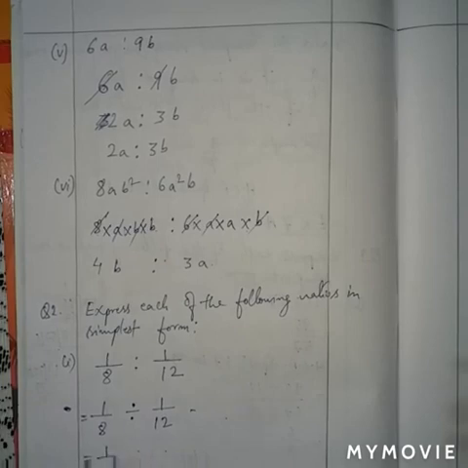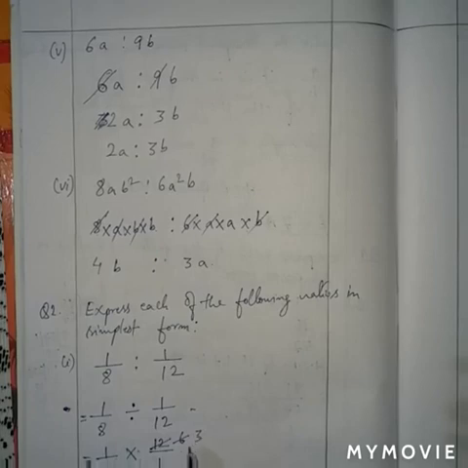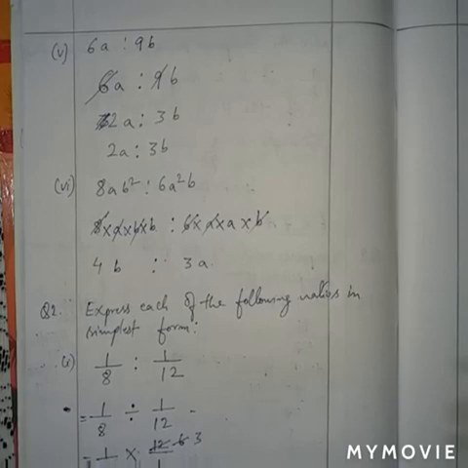It equals 1 by 8 into 12 by 1. Now 2 4s are 8, 2 6s are 12, 2 2s are 4, 2 3s are 6. What is remaining here now? In the numerator 3 is remaining, and in the denominator 2 is remaining. So finally, how can we write this? We can write it as 3 is to 2.